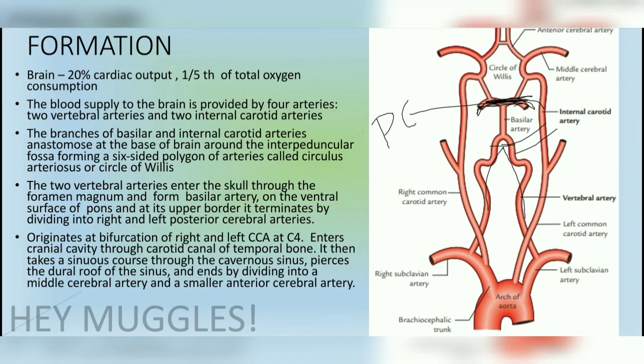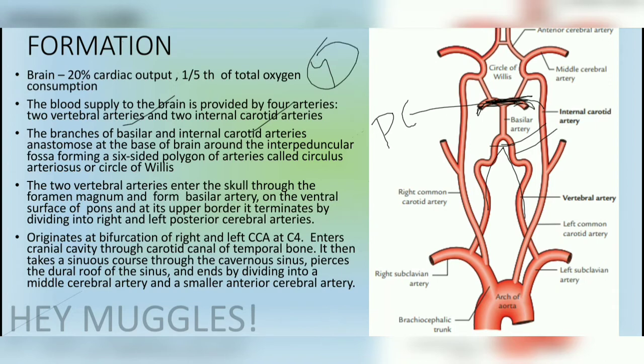So these arteries are formed at the upper border of the pons and the basilar artery is formed at the lower border of the pons, and the circle of Willis is present in the interpeduncular fossa and it is a six-sided polygon of arteries. It is providing blood supply to the brain, and the two main arteries are vertebral arteries and internal carotid arteries. It means four arteries in total, right?